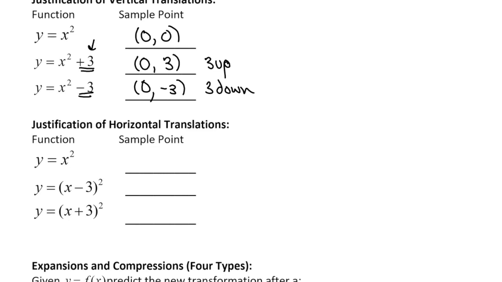Inside the brackets, a lot of times you'll hear a teacher or tutor say, just do the opposite. If it says x minus 3, that means you go 3 right. If it says x plus 3, that means you go 3 left. So we could think of it that way, and if that helps, that's great.